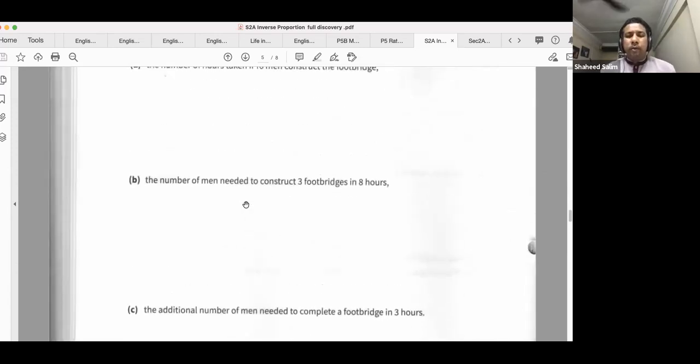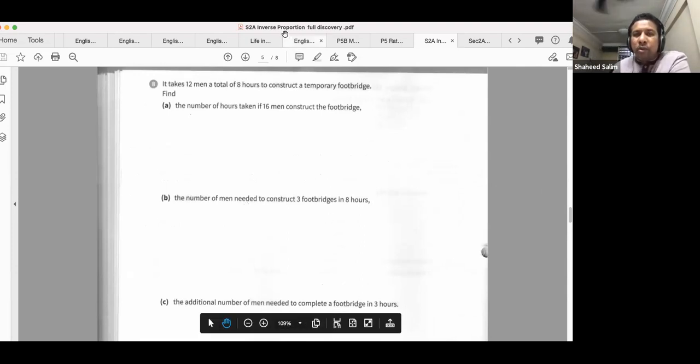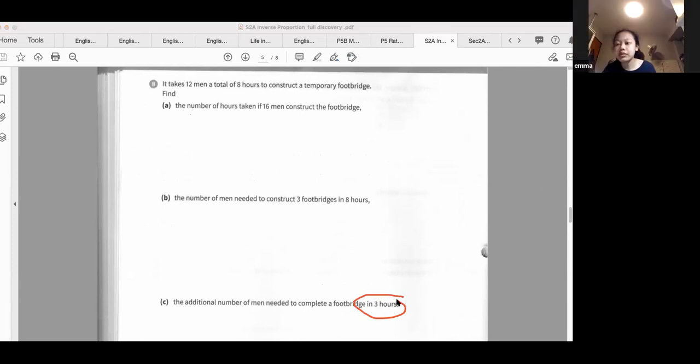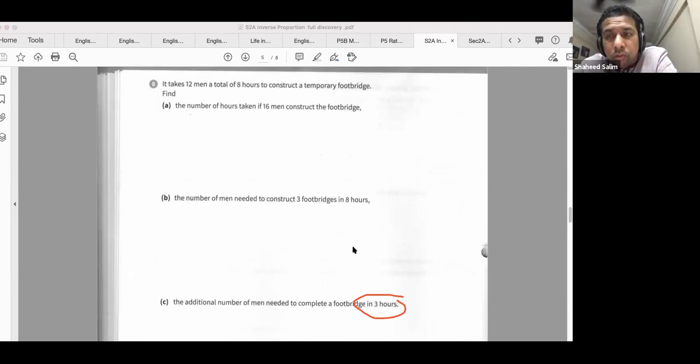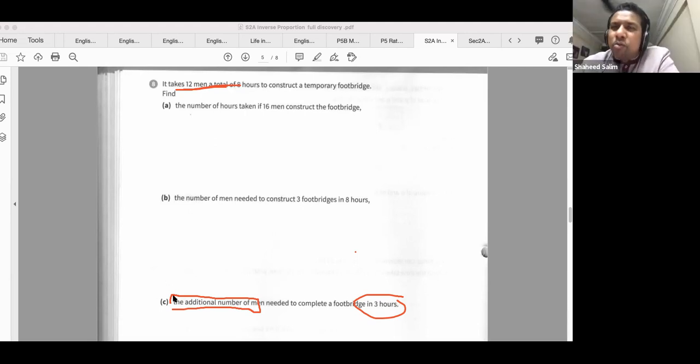Down here, additional, we continue now. Additional men needed to complete the footbridge in 3 hours. Let's say now 1 footbridge takes 3 hours. Just assume y now is 3 hours. How many x do you need? 32. 22 or 32? 32. But now they ask you what's the additional number of men? They have only 12 men, so you need how many more? 20 more. Okay.